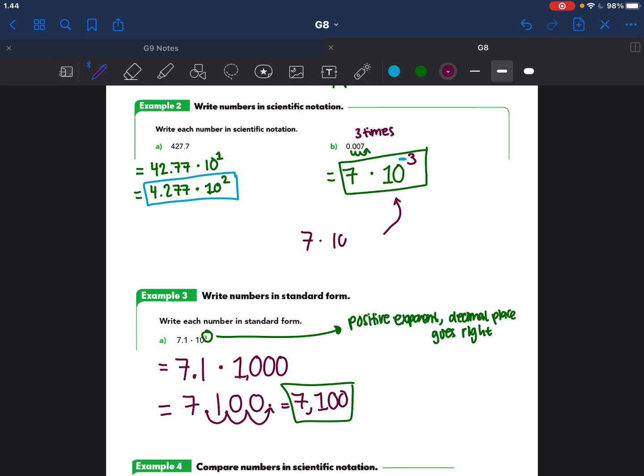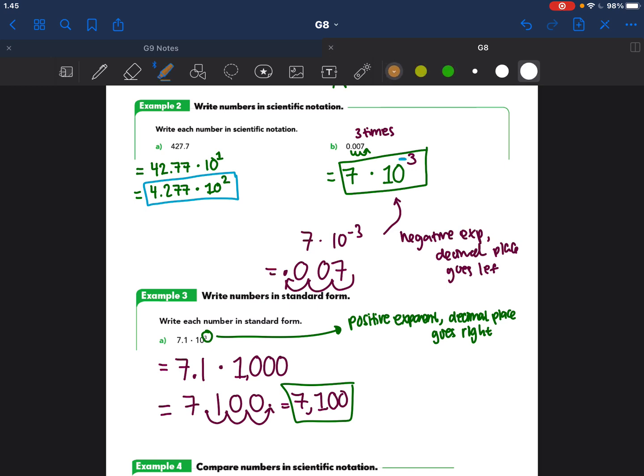But if it were negative, like above here, 7 times 10 to the power of negative 3, a negative exponent, as you might have guessed, the decimal goes left. So it would be 1, 2, 3. There you go. This is pretty easy. But if you forget which one's which, you can always expand. Always expand. Okay?